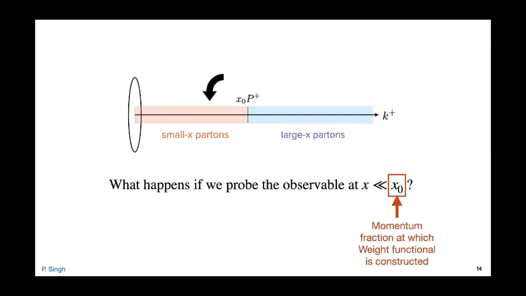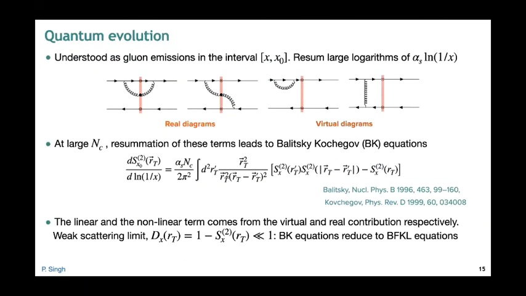So far, what we were doing is having a weight functional, and this weight functional comes from a model, like the MV model I chose. We were constructing the observable at the same point where the weight functional was defined. Now, what happens if I probe the observable at a point x which is smaller than this x naught? So far our classical theory was working perfectly fine, but when you probe the observable at x less than x naught, the quantum corrections will come into account.